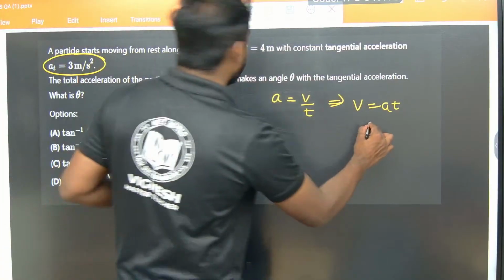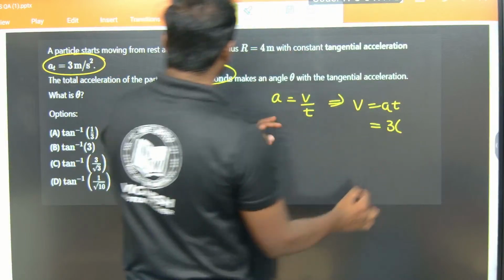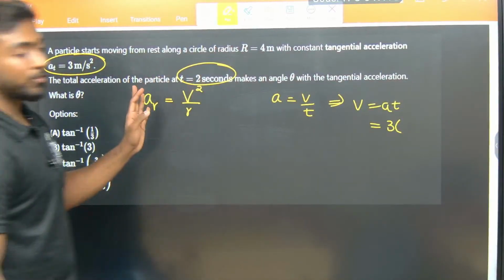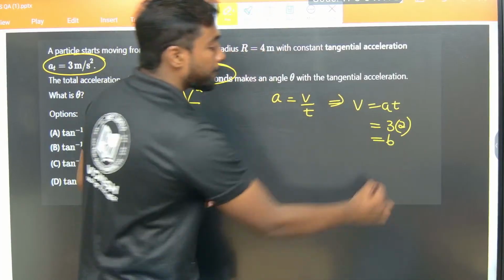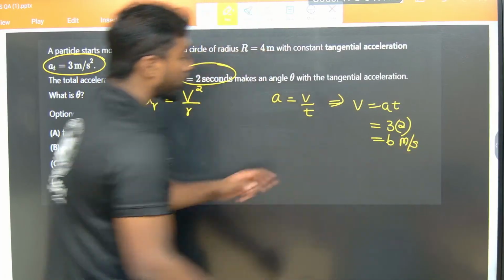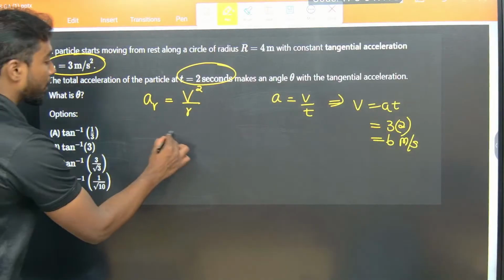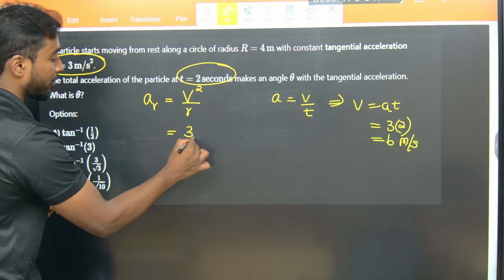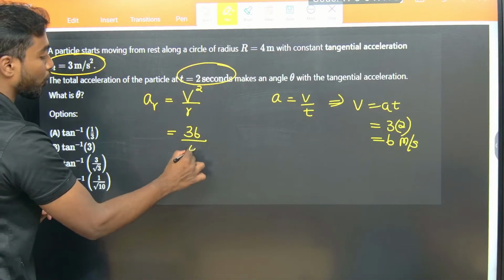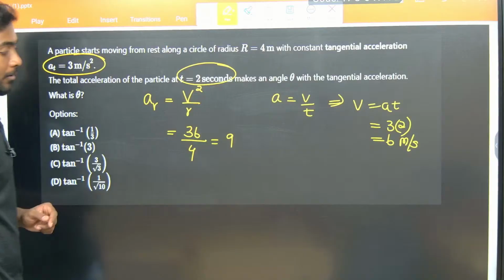What is a? It is 3. What is t? 2 seconds. So I can write 6 meter per second. Now substitute the values here. That's it. So v is 6, which means v square, 6 square, is 36 divided by what is the radius? It is 4. So which is nothing but 9.